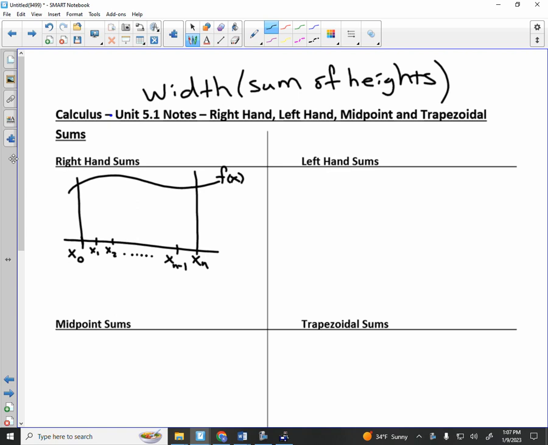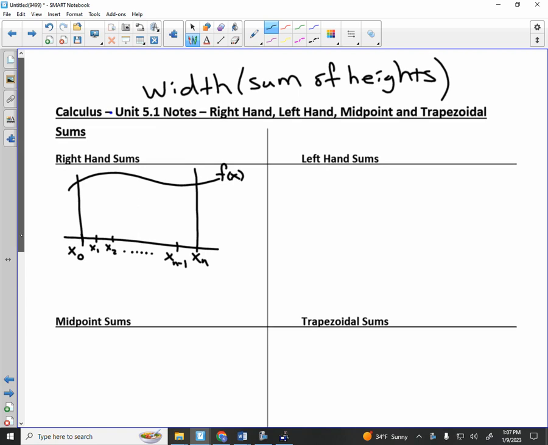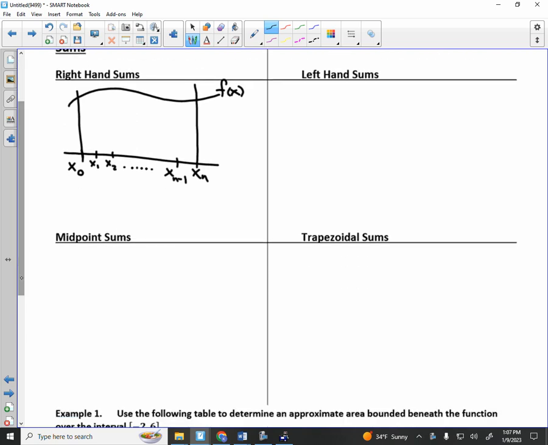Width times the sum of the heights. Everybody good? All right. Let's talk then again. How do we find the width? Well, how many times can you split up? How do we find the width of the entire interval?